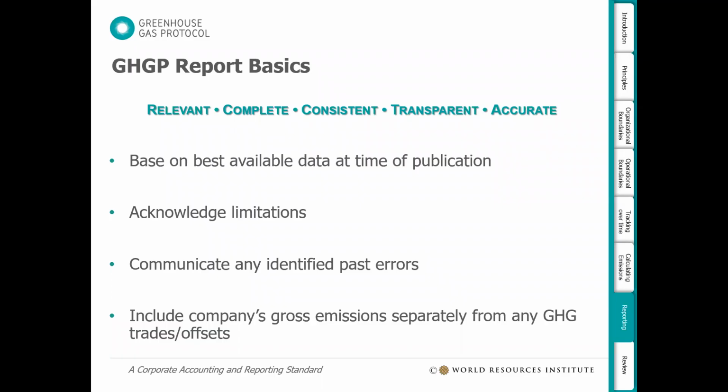And those gross emissions must be separate from and independent of any GHG trades that the company might have engaged in. So, for example, the gross emissions would be reported separately from the purchases of any offsets. And the idea of this lesson then is that by following the requirements and guidance we'll be reviewing in this lesson, you should be able to produce inventories with the necessary detail and transparency for credible public reporting.